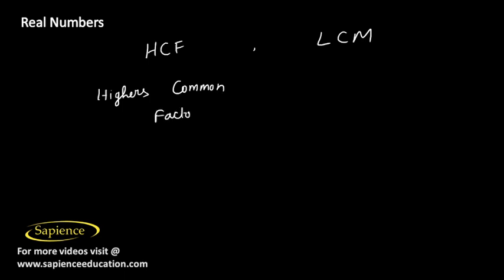So now let us see about HCF and LCM of a number. HCF is highest common factor, and LCM is least common multiple.